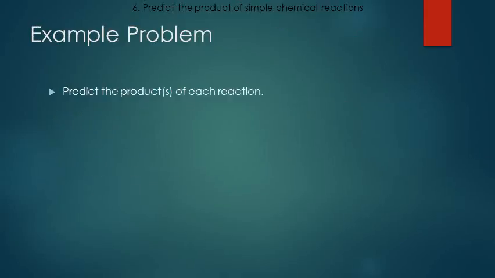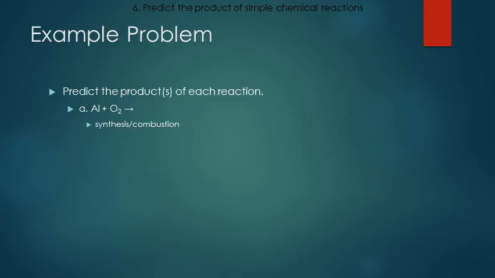Now here are some more examples. Let's say I ask you to predict the product of this reaction, aluminum plus oxygen. This will be synthesis. It would also be combustion. Probably easier to think of this as synthesis. I have two elements reacting. There's only one possibility. I can't replace anything because there's not a compound to replace an element in.